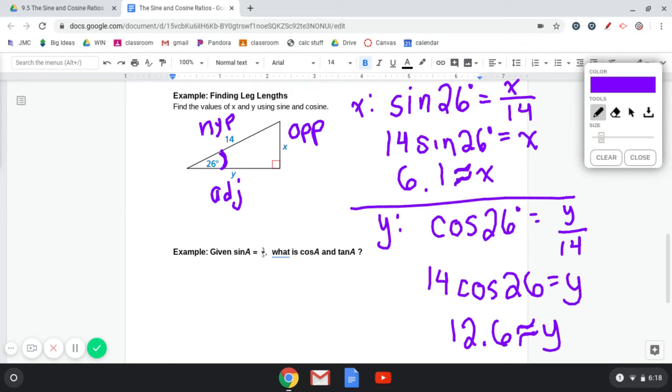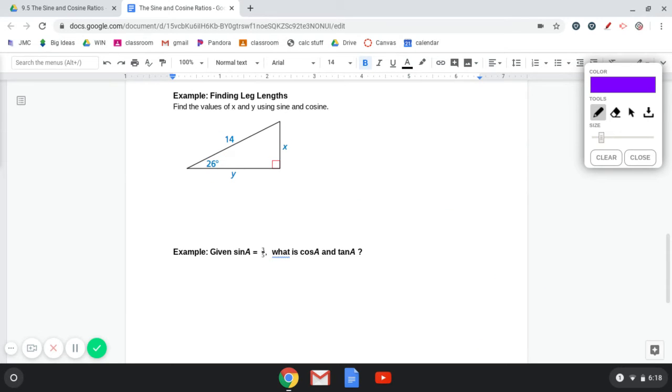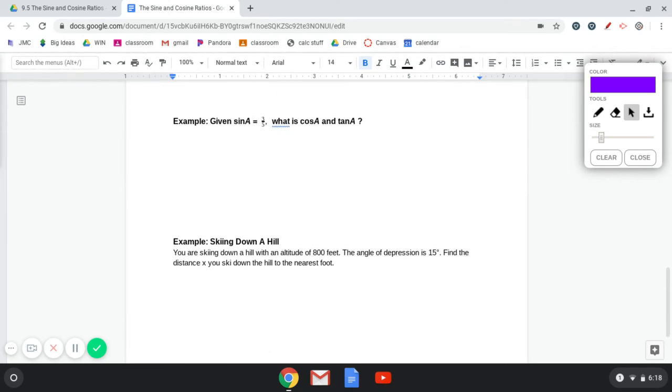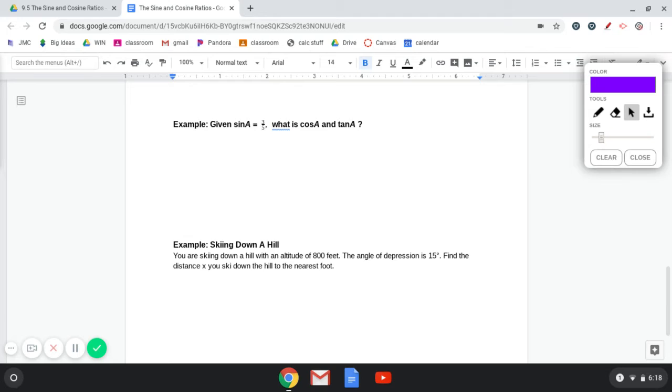Now let's take a look at this next example. Given sine of A equals 3/5, what is cosine of A and tangent of A? A few of these show up on your homework, or in big ideas, I should say. So let's see. You know that sine of an angle A equals the opposite side over the hypotenuse.